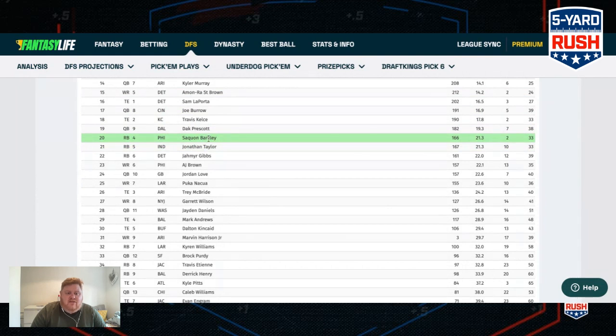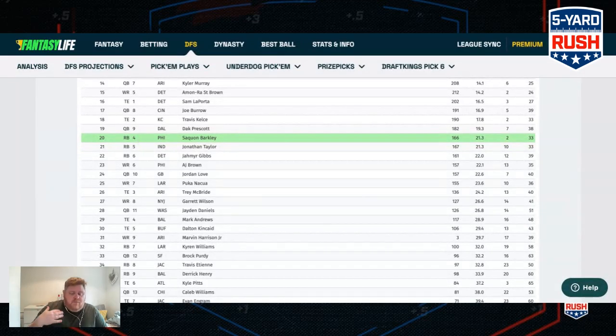Saquon for me is the big outlier here. He's the guy I don't like in this range, and I talked about this on yesterday's show, so I'm not going to repeat. Someone took him at the 102. He's gone at 33. I mean, each their own again. You've got to go get your guy. But as the RB4, for me, that's a reach.